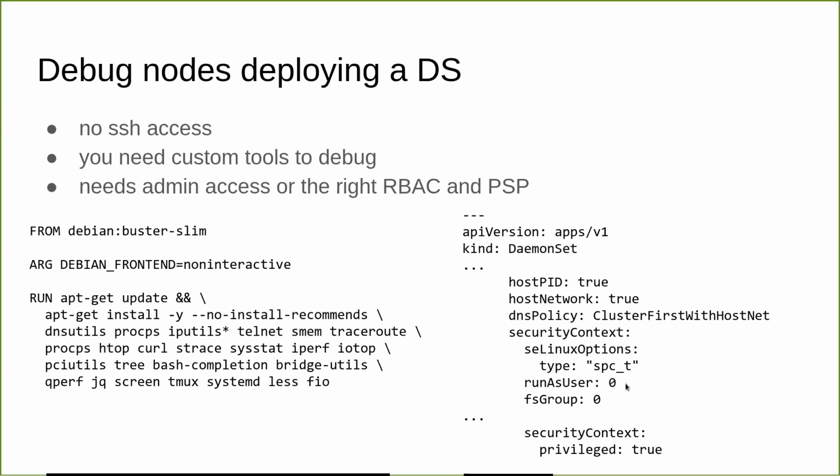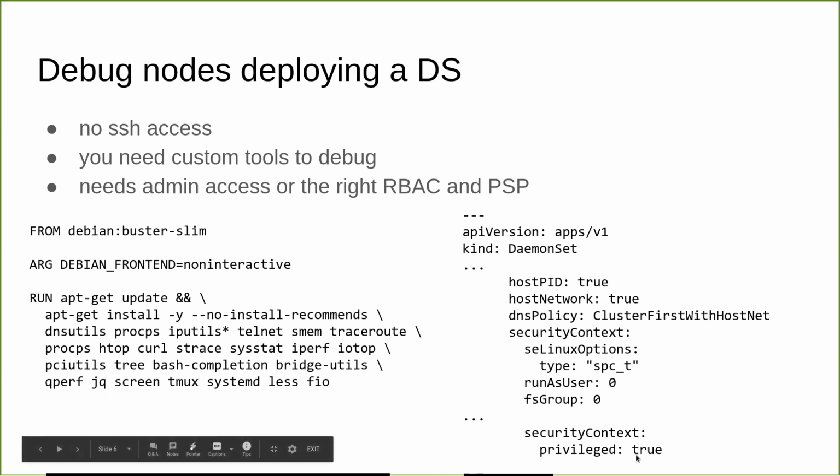And then if you want to touch different files in the file system, at least for Fedora CoreOS, you need to specify in the security context this SELinux label, where SPC stands for super privileged container. And then of course you can run as root or just use privileged true.